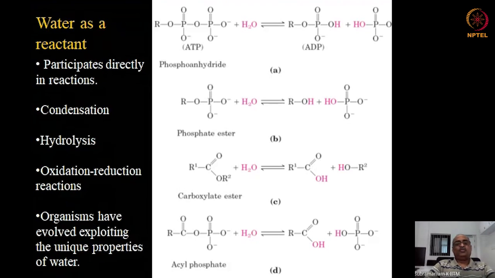So if you are going to find organisms in a foreign planet where the solvent is not water, those organisms may have nothing to do with us at all. They may not have any resemblance to us. On the other hand, if you are going to find organisms which resemble the ones on Earth, that means that environment is likely to have water. Okay, so water is everything.